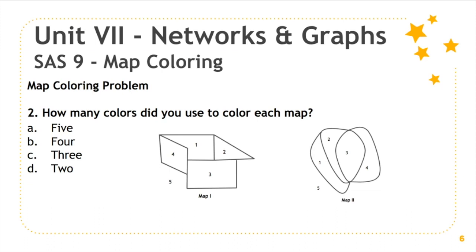How about map 2? As I said in the last one, 1 and 3 could be the same color because they're not adjacent. They don't share a border. And likewise, 2 and 4 could also be the same color because they don't share a border. And 5 would be different. So that would be 3: the color you use for regions 1 and 3, the color you use for regions 2 and 4, and the color you use for region 5. All right, let's continue.